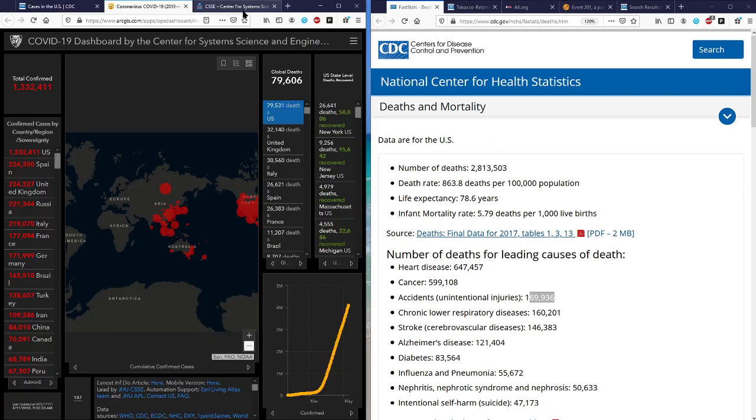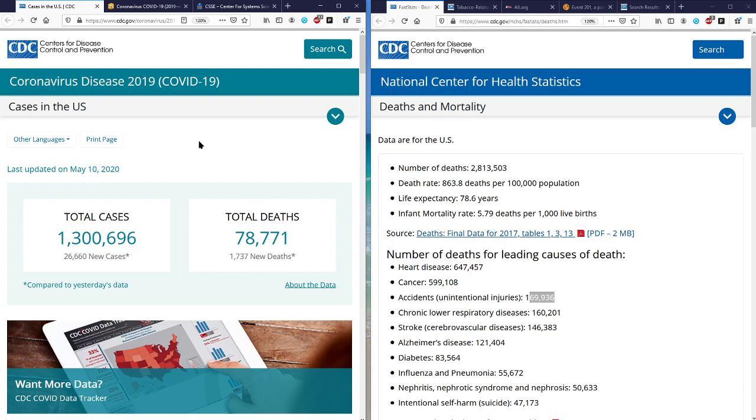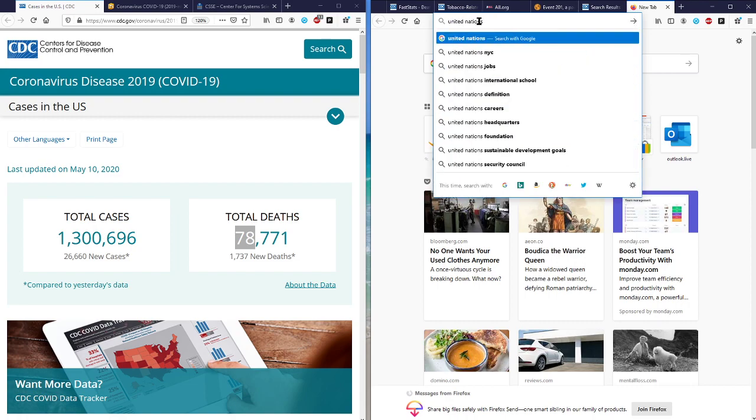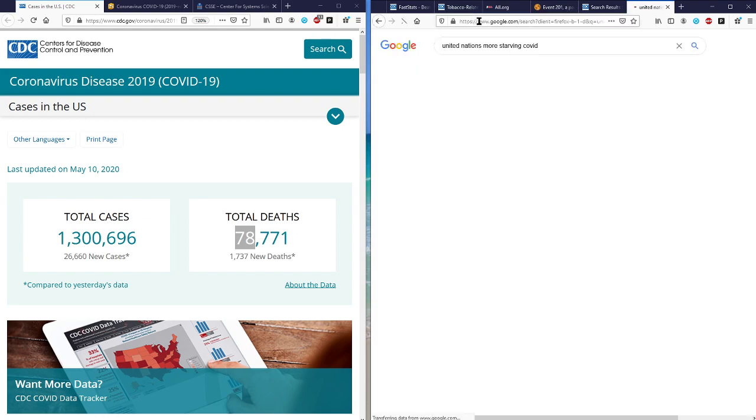So looking at the different numbers, looking at the connections, paint the connections yourself. I'm trying to be as objective as I can be, but looking at this information in context, it gives me a different view of it. I'm really sad about this stuff happening. But the thing to understand is that within the shutdown economy, there's already more people starving than ever. I think it says United Nations, more starving, COVID, right?